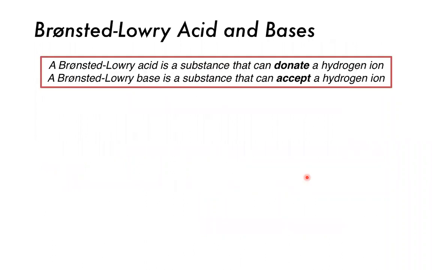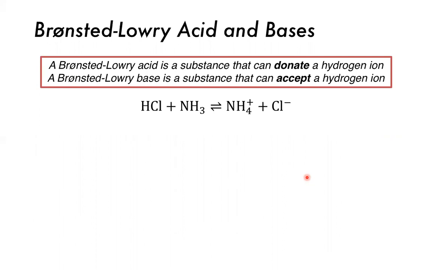So in the Brønsted-Lowry acid and base definition, a Brønsted-Lowry acid is a substance that can donate a hydrogen ion, and a Brønsted-Lowry base is a substance that can accept a hydrogen ion. So in this reaction, we have HCl plus NH3. HCl is hydrochloric acid. NH3 is ammonia. Ammonia is a weak base.